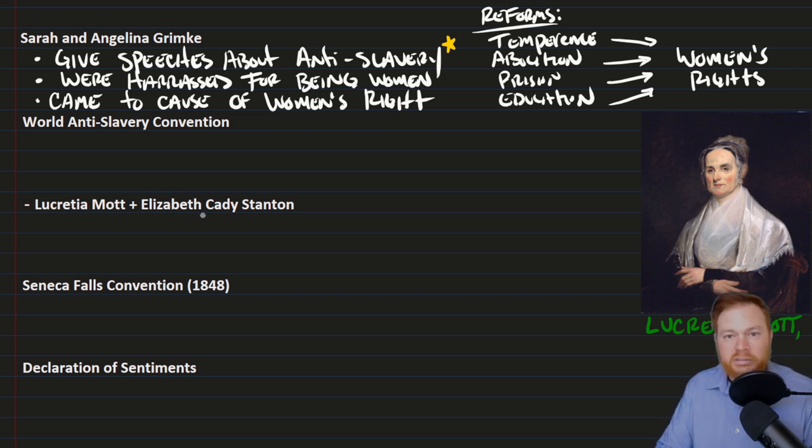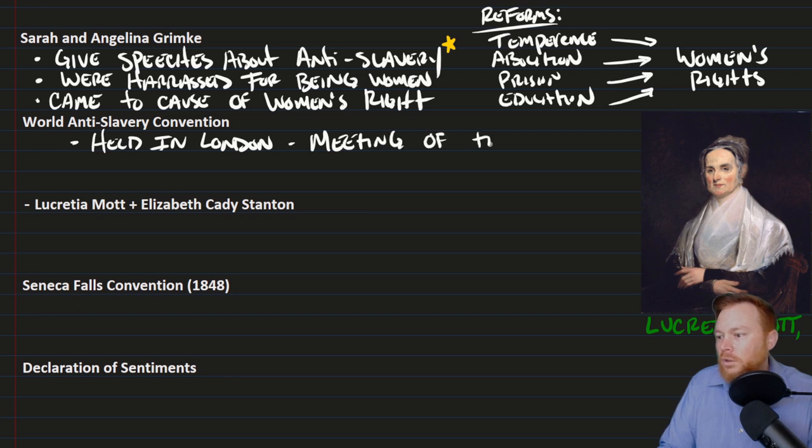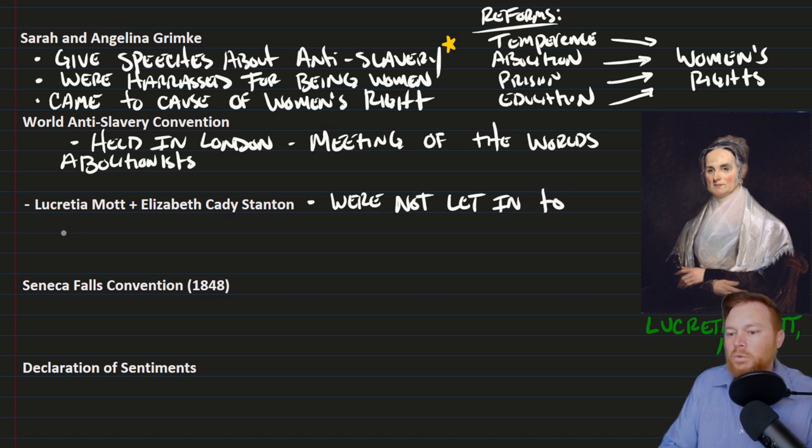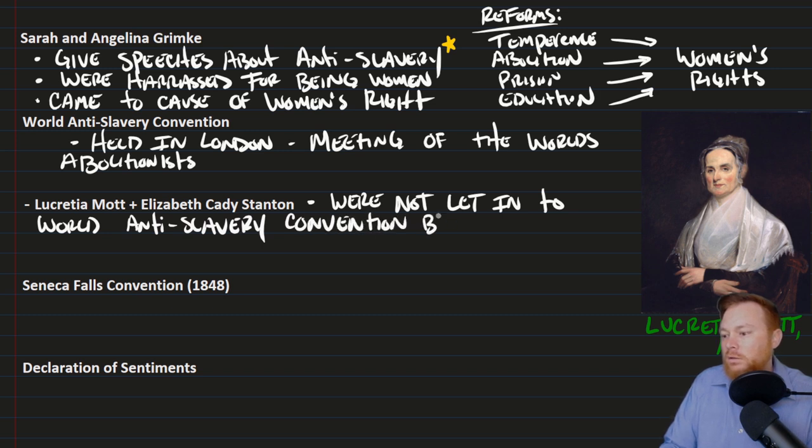A very similar story happened to Lucretia Mott and Elizabeth Cady Stanton, another two pioneers of the women's rights movement. They were abolitionists, and they were going to attend the World Anti-Slavery Convention. This was held in London. This was a meeting of the world's essentially abolitionists. And Lucretia Mott and Stanton, being abolitionists, went all the way to London. And when they got there, they were not let in to the World Anti-Slavery Convention. And they weren't let in because they were women.